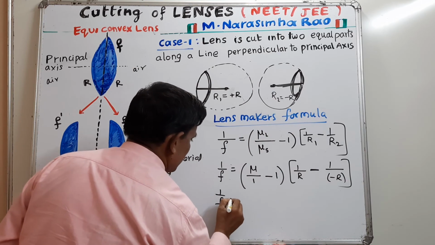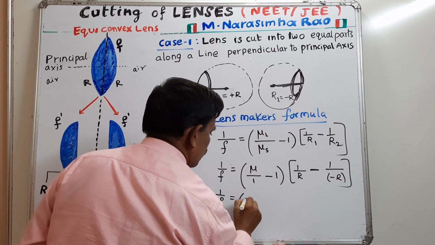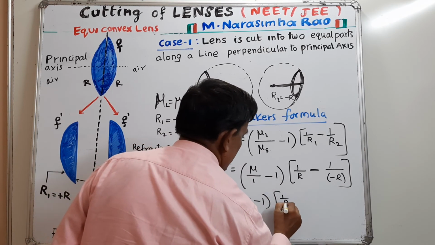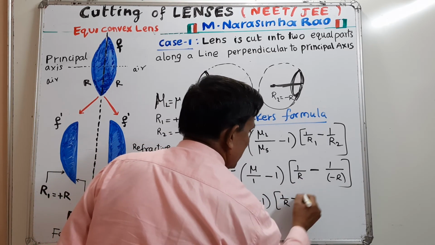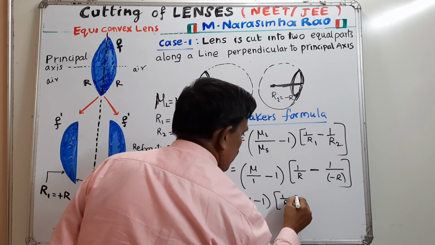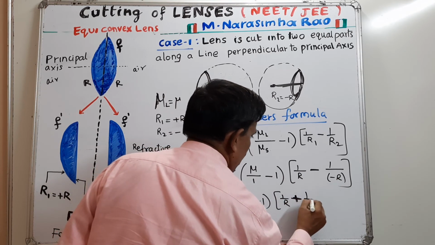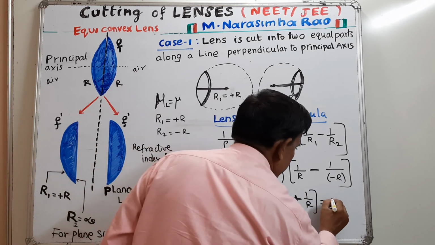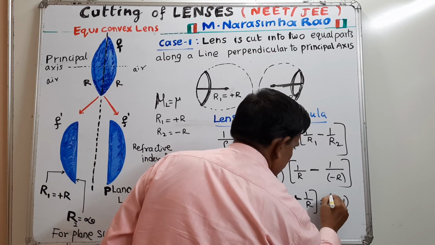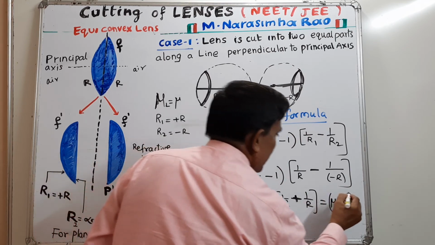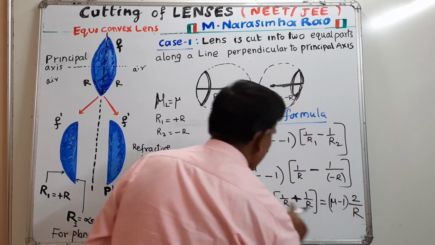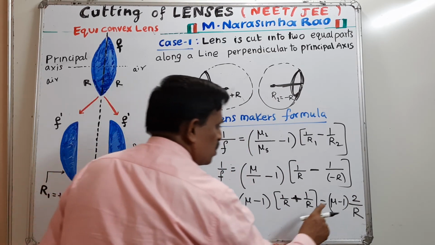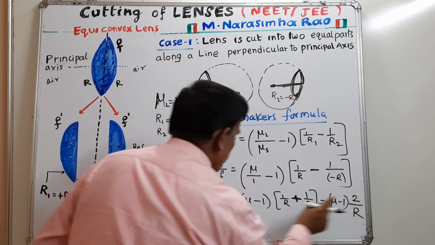1 by f is equal to mu minus 1, into 1 by R plus 1 by R, that is equal to mu minus 1, into 2 by R. So 1 by f is equal to mu minus 1 into 2 by R.